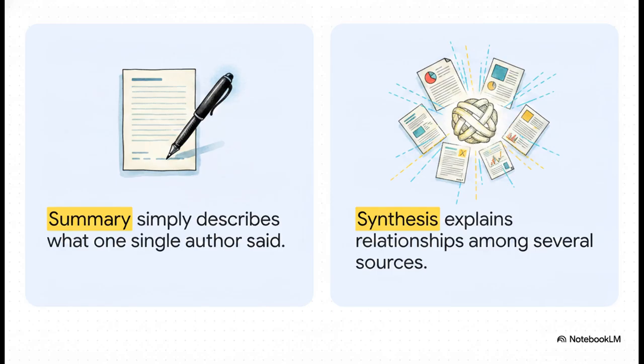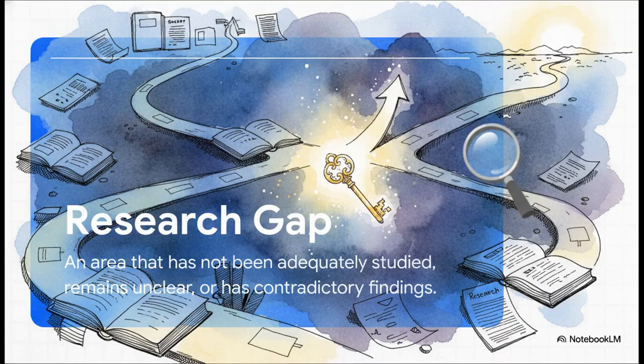Do you see the difference there? You were putting the authors in a room together and making them talk to each other. Synthesis combines existing ideas to create entirely new layers of understanding. When you successfully synthesize the literature, something pretty incredible happens. You naturally reveal the research gap. It just emerges from the text.